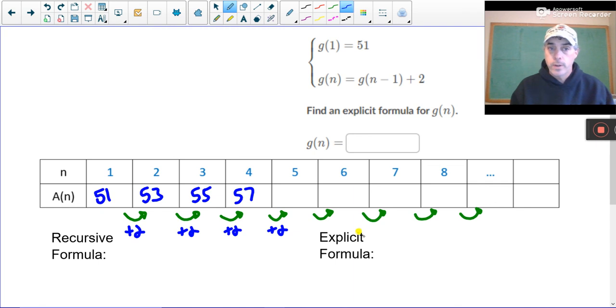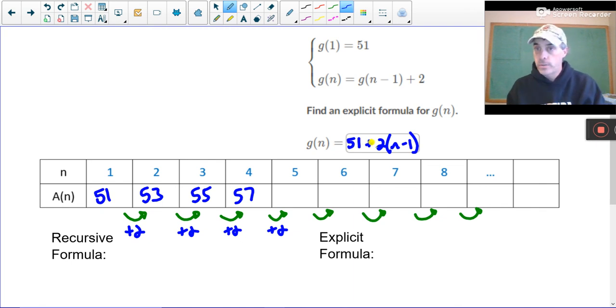So what's my explicit formula look like? It looks like this. G of n would be the first term plus a bunch of 2's. How many 2's do I need to get to my nth term? I need n minus 1 of those 2's. So 51 plus a bunch of 2's, n minus 1 of those. And that's what I would type in.